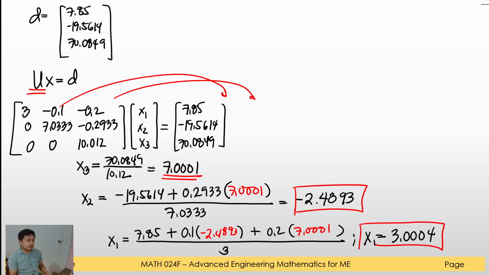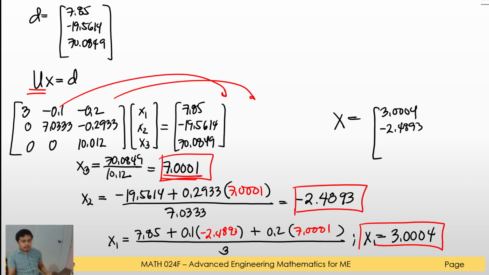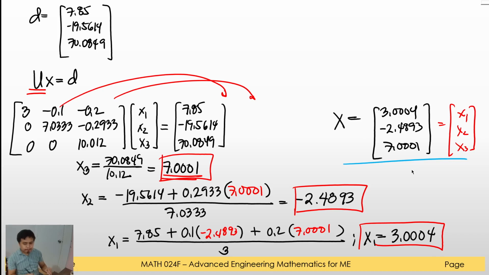So using LU factorization, this will be your answer. Therefore, we can also write this as 3.0004, negative 2.4893, and 7.0001. So this is basically your x1, x2, and x3. Okay, so that will be all for this problem.